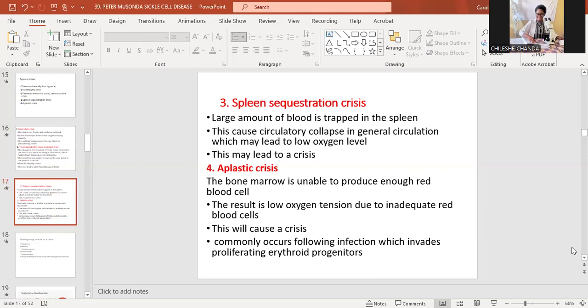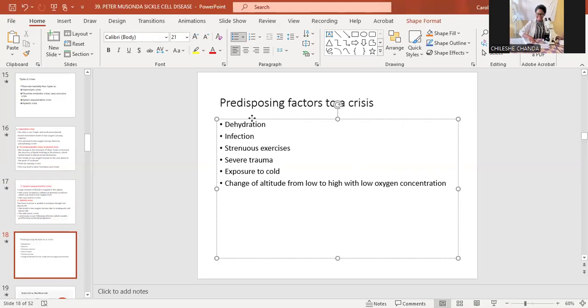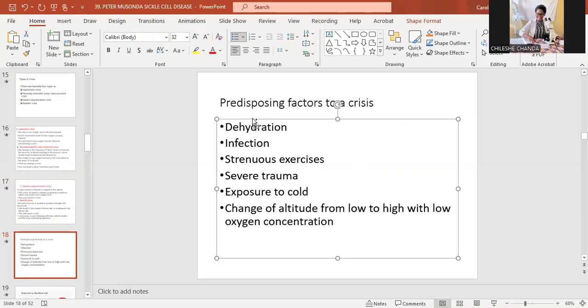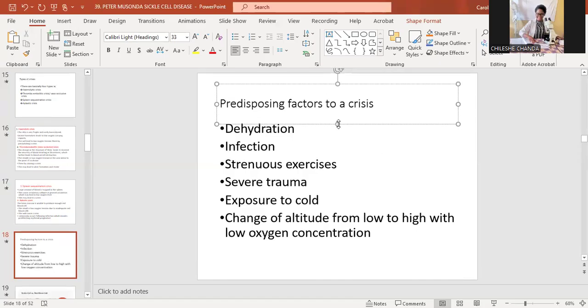So they are inadequate in this case. And so the oxygen carrying capacity is reduced. This patient will therefore go into a crisis. Now, what are the predisposing factors to a sickle cell crisis? We said that anything that will result in low oxygen carrying capacity is going to result in the patient going into a crisis. So the first one that we'll talk about is dehydration.